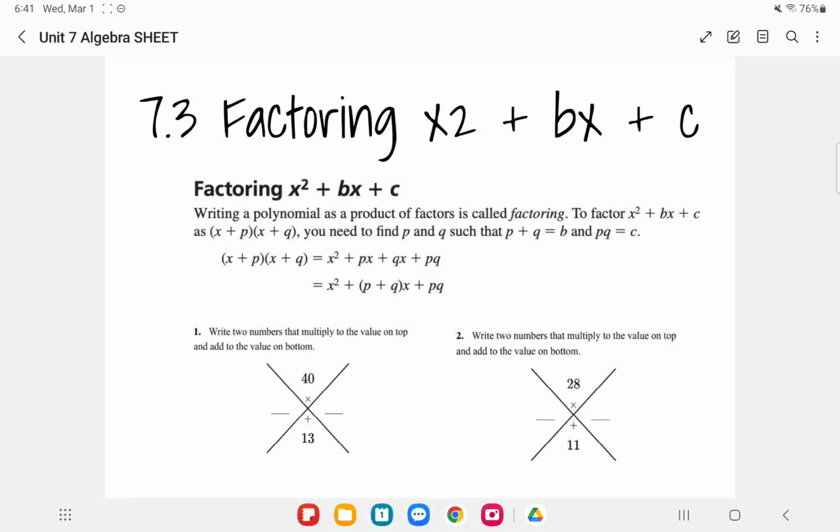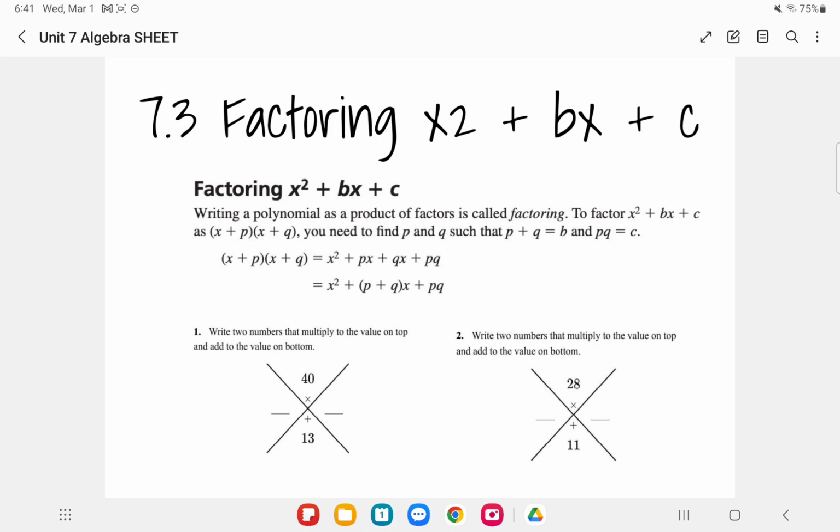Welcome, scholars, to lesson 7.3, factoring x squared plus bx plus c. So when we're factoring, we're writing a polynomial as a product of factors. So it says to factor x squared plus bx plus c as parentheses x plus p, and the other set of parentheses x plus q. You need to find p and q such that p plus q equals b and p times q equals c.